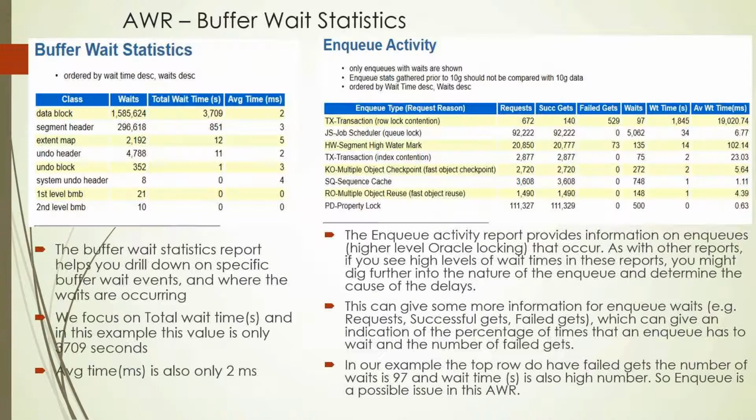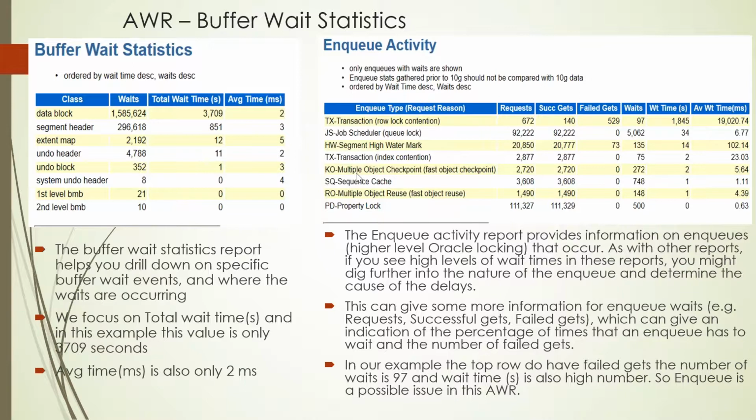So now, AWR buffer wait statistics. This is again the same section that we talked about in the previous upper sections where we may have some problems. Then we need to come here and look at this section, buffer wait statistics, and there is an enqueue activity.